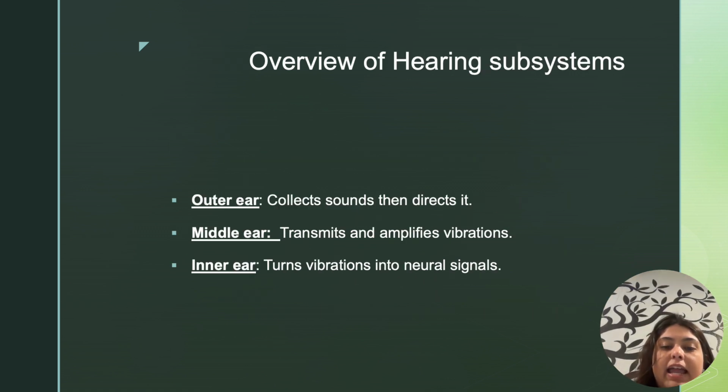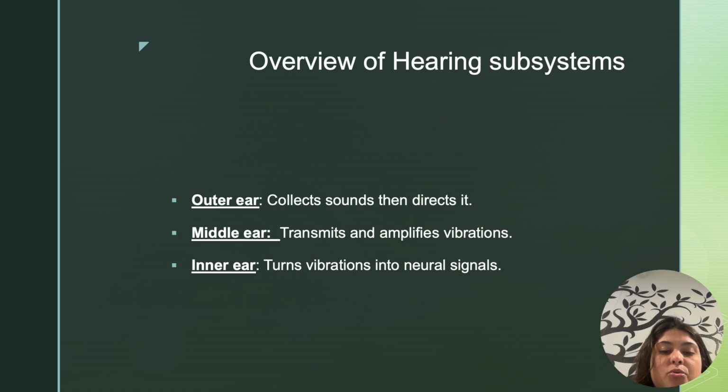On this slide, I have a quick summary for the hearing subsystems. It is typically divided into three parts, which is the outer ear that collects and directs sound, the middle ear, which amplifies and transmits vibrations, and then the inner ear, which converts vibrations into neural signals. So it pretty much goes by the outer ear starting the process, so it ensures that the sound can be effectively captured and sent deeper into the auditory system for processing and understanding.